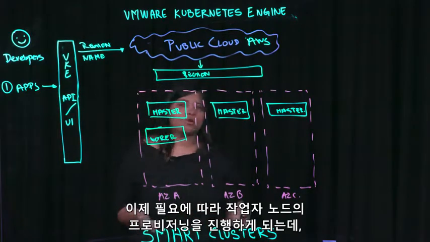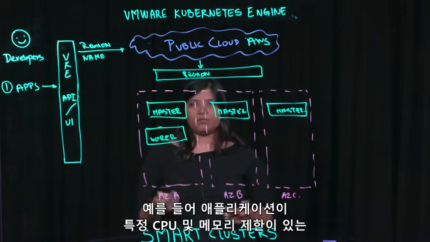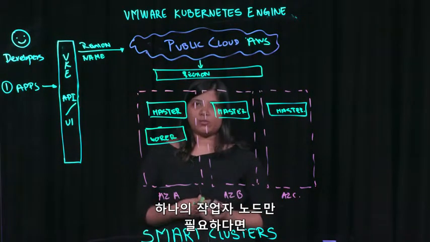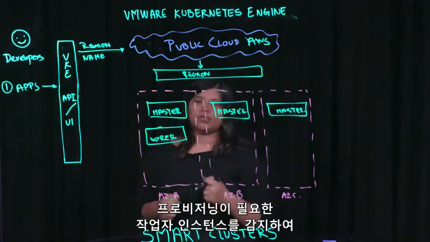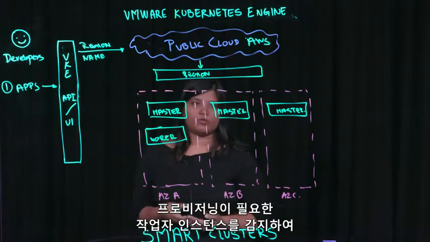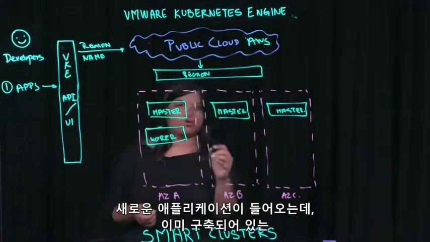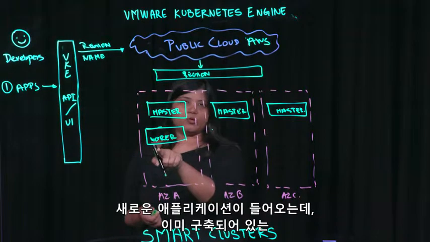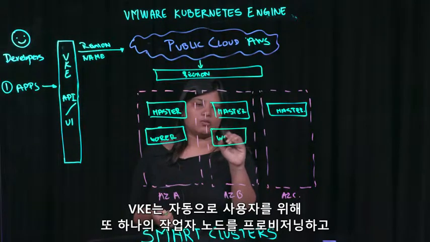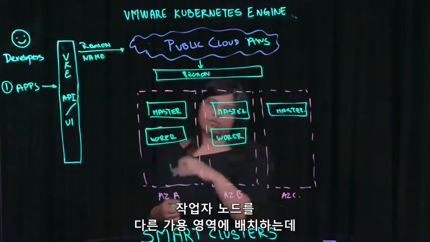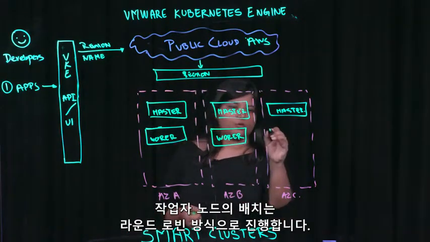It will provision worker nodes as needed. Let's say my app only needs a single worker node that has a specific CPU and memory limit. Depending upon the YAML file that you specified for that application, it detects the worker instances needed, and it will only provision that many worker instances. Now, let's say another application comes in that needs a little more space than the worker node that's already deployed. VKE will automatically provision another worker node for you, and it will place it in a different availability zone, going round robin in the placement of the worker nodes.